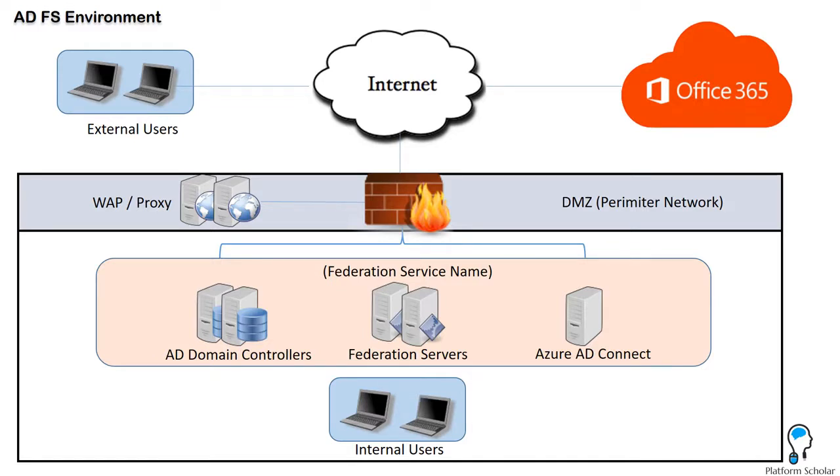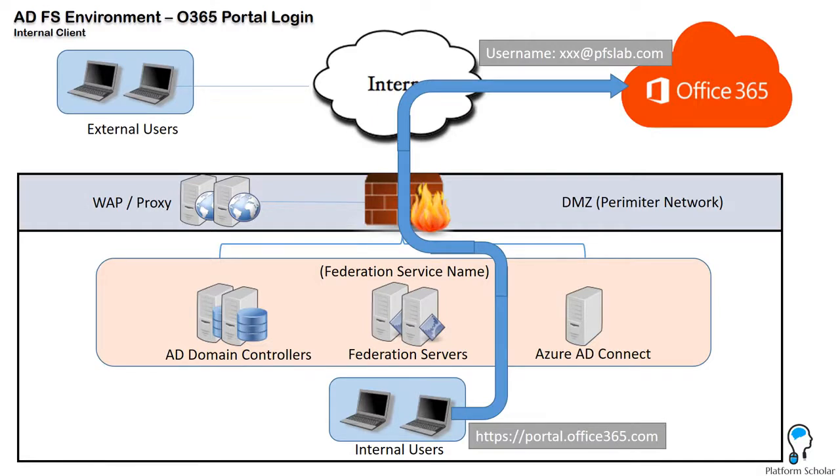Therefore, nothing on the internet needs to speak directly with anything on your internal network. It uses the devices on the perimeter network, and the perimeter network can then forward information to the private network if that's what you'd like. In this case, we have WAPs, or Web Application Proxies, in the DMZ, and this is what external users in Office 365 will be communicating with, since it can't reach the Federation servers directly.